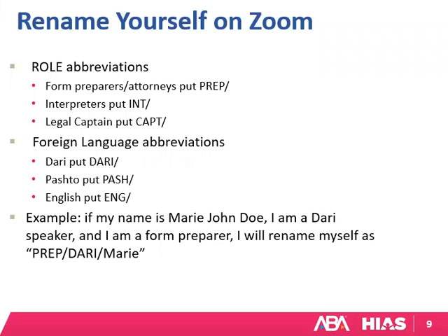If you only speak English, then put ENG for English, and that indicates your language. So the example here, if my name is Marie John Doe and I'm a Dari speaker and a form preparer, I will rename myself as Prep for preparer, Dari for my language, and Marie for my name. And that way everyone on the call knows who you are and they can assign you to the appropriate Zoom rooms and make sure the clinic runs smoothly.